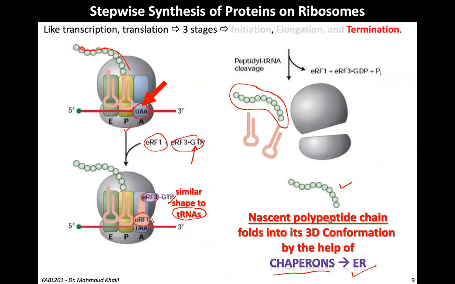Of course, we said here in the termination that the final product is a polypeptide chain, and this is nascent in the primary structure and needs chaperone proteins. These are a group of proteins that convert the primary structure into the tertiary structure, the 3D tertiary structure, in order to be a functional protein.